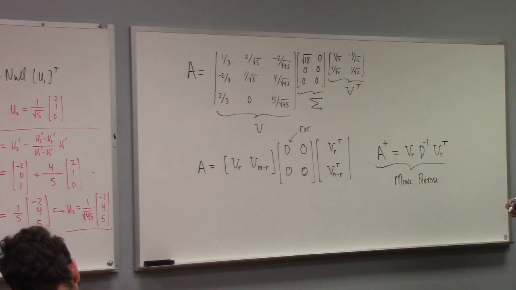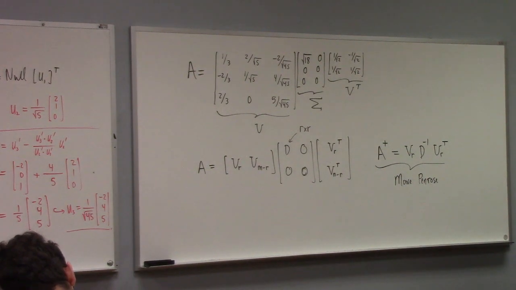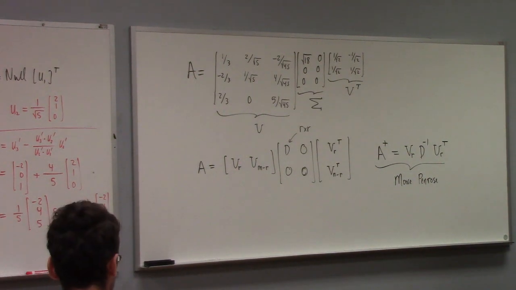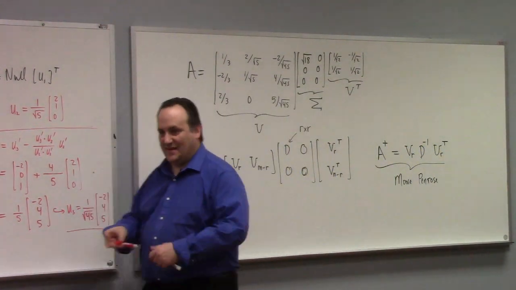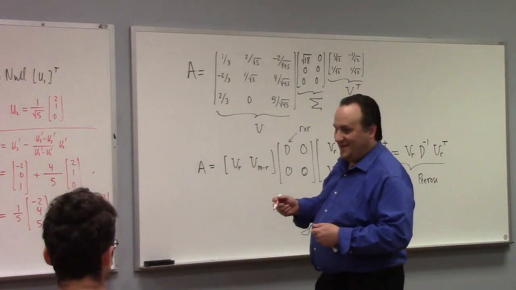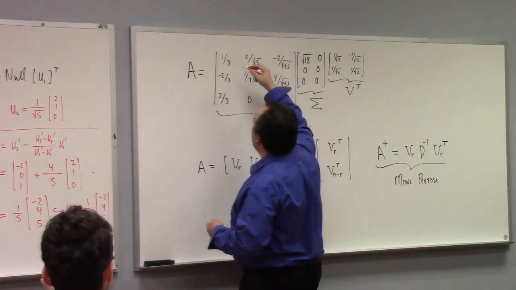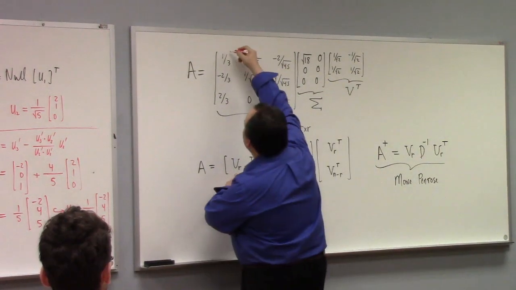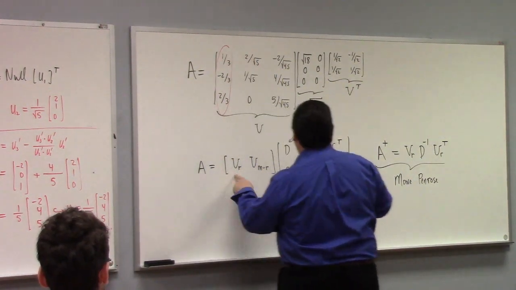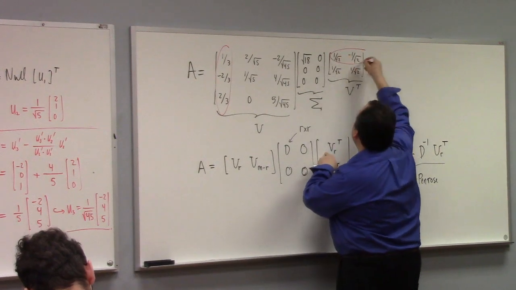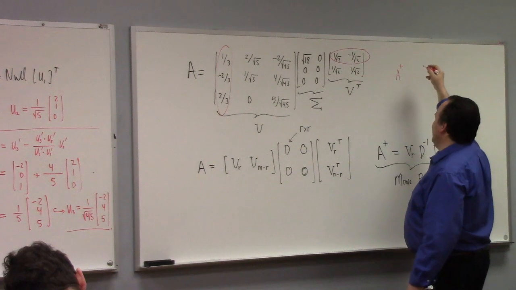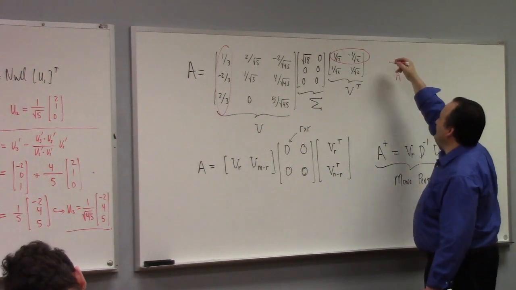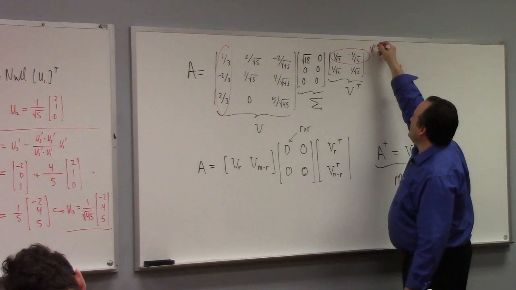Let's see if we could write it down for this example. What's my r? r is just equal to 1. The Moore-Penrose inverse is exceedingly silly for this example. So r is equal to 1, which means U r is just U1, and V r is just V1. So it's just V1 times D inverse times U1 transpose.